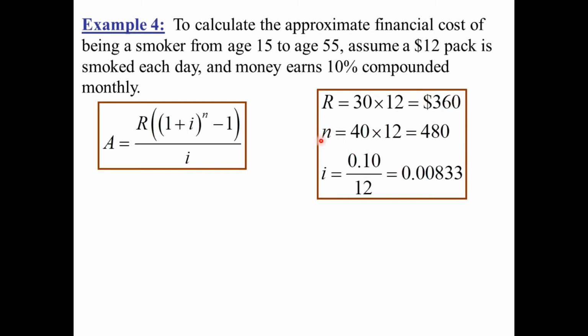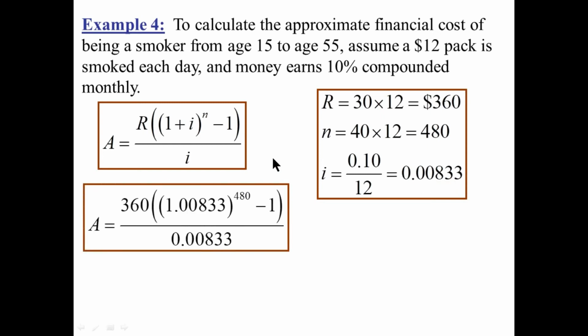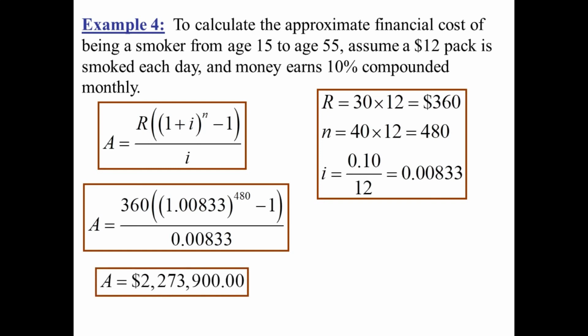How many months? Well, the n value is 40 years from age 15 to 55. 40 years times 12 months every year, so 40 times 12, 480 investments. And the I value? Well, we're taking 10% and dividing by 12 because we're making an investment every month. And the calculator says 0.00833. Plug them in, do the math on a calculator, and we find out that at 55, this person who decided to save money instead of smoking has a nice tidy sum of $2,273,900.